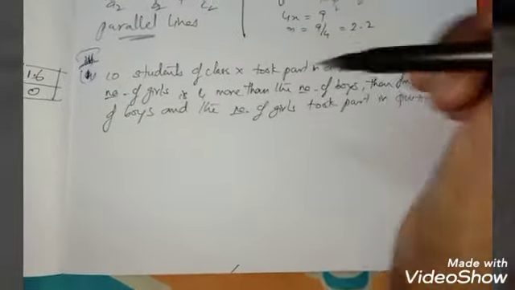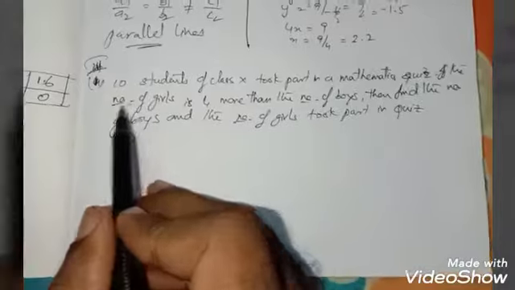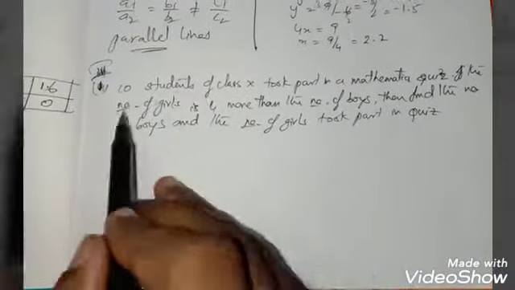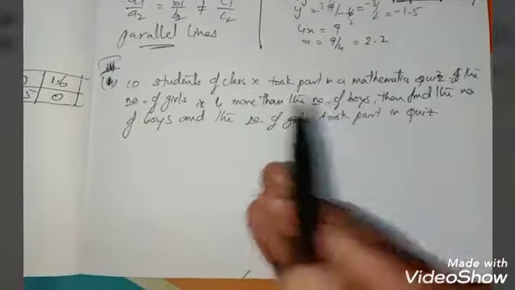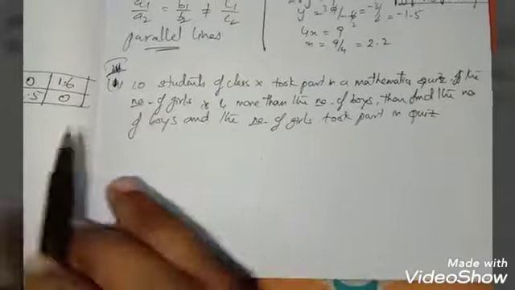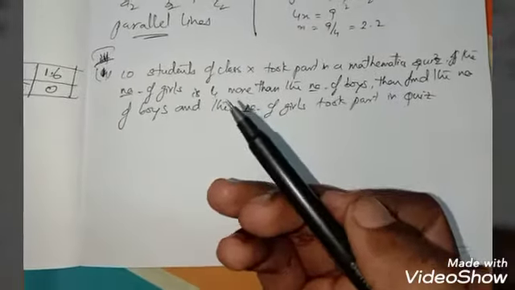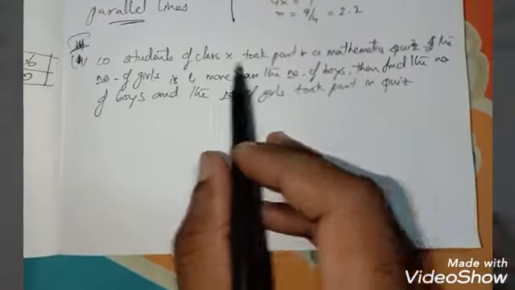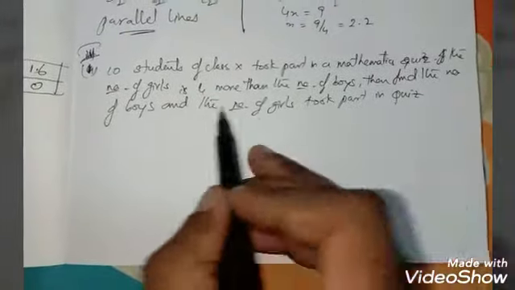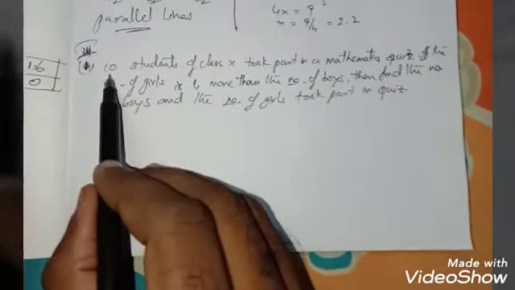Okay, so coming to the third bit. The third bit is completely different problems, that is word problems. First you have to convert this word problem into equations, then you have to decide whether it is parallel lines or intersecting lines, then you have to find the points, then you go for the graph, right? So first, convert the word problem into equations.